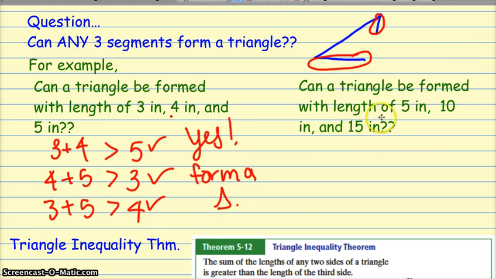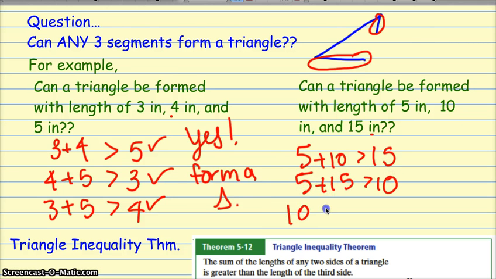All right, let's try it with these. If I had a board that was 5 inches, a board that was 10 inches, and a board that was 15 inches, would those form a triangle? Well, let's try it. If I were to add up two of them, 5 plus 10 would have to be greater than 15. 5 plus 15 would have to be greater than 10. And the other combo would be 10 and 15 would have to be greater than 5.